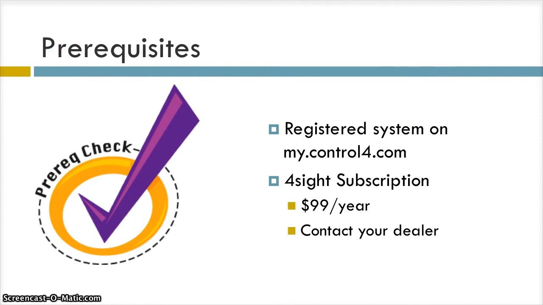Finally, the prerequisites. To use email notification, your system must be registered on my.control4.com, and you must have a 4-site subscription. 4-site subscriptions are $99 a year. You must contact your dealer to purchase these and have them assigned to your account. If you do not have a dealer, you may contact me, and I would be happy to help you out.